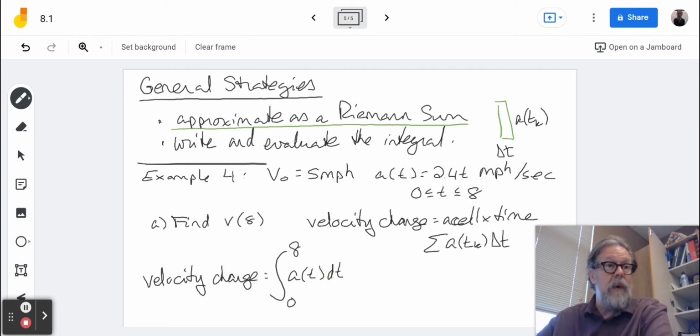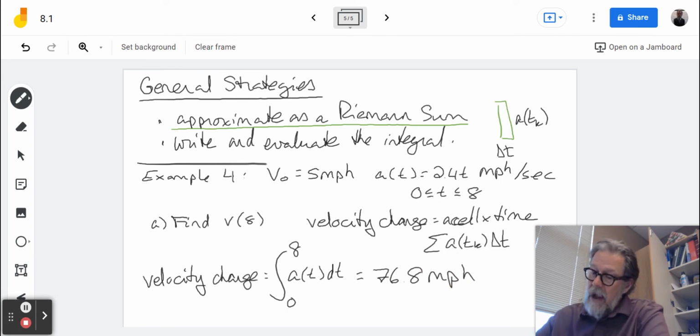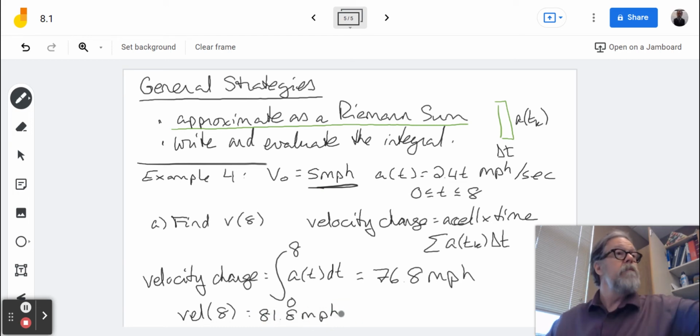And I can quickly plug that into my graphing calculator, and I get that my velocity changed by 76.8 miles per hour during that 8-second interval, which means that my velocity at time 8 is 76.8 plus my initial 5 miles per hour, which is 81.8 miles per hour.